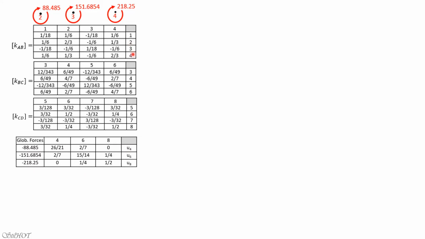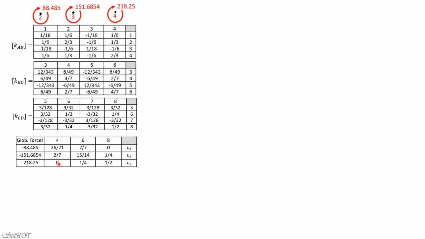Then for 4, we have 2/3 and 4 over 7. 2/3 plus 4 over 7 is 26 over 21. Then we have 4, 6. We only have 1. This one, 2 over 7. 4, 8, there's none, so 0. So 2 over 7 is also 6, 4.